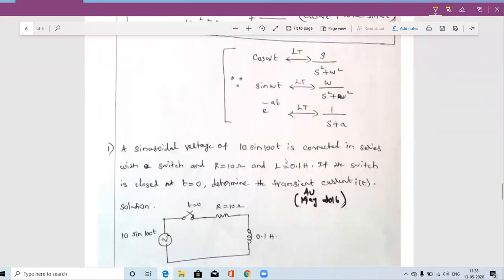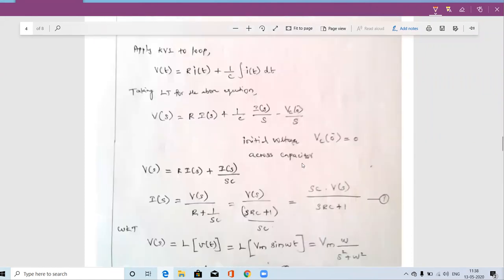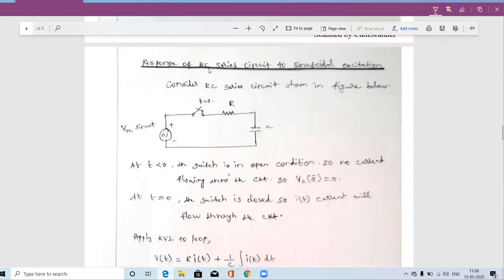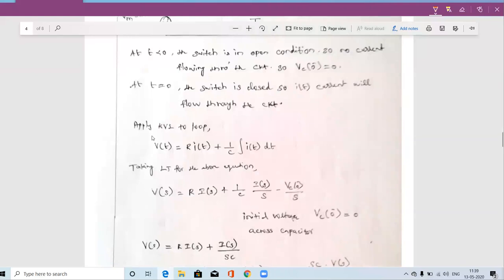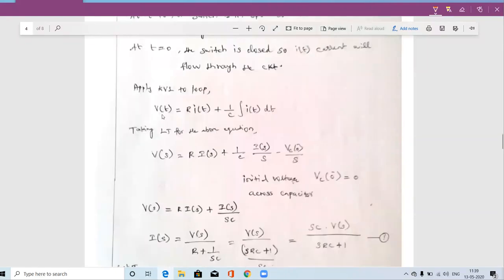Okay, so similarly, we are going to derive the next one. Okay, response of RC circuit to a sinusoidal excitation. Now we saw the RL circuit. Similarly, we are going to discuss the response of RC circuit to sinusoidal excitation. What is the difference? Instead of the inductor here, we have to use one capacitor. Okay, same thing. And at a time t equal to 0, the switch is closed. Same condition, so the initial value is 0. So we have to apply KVL. What is the KVL equation? V of t equal to R into I of t plus what is the voltage across the capacitor? 1 by C integral I of t dt. Okay, this is the difference.